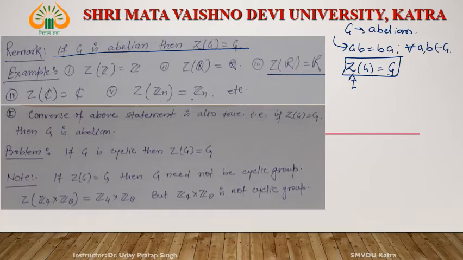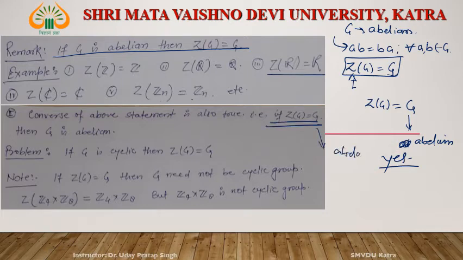But is the converse of the above statement true or not? It means, if Z(G) equals G, then is G abelian? Yes, the answer is yes. If Z(G) equals G, then G is abelian. Why? See the left hand side. What is Z(G)? Z(G) is always abelian. And G equals Z(G). Therefore, G is also abelian.